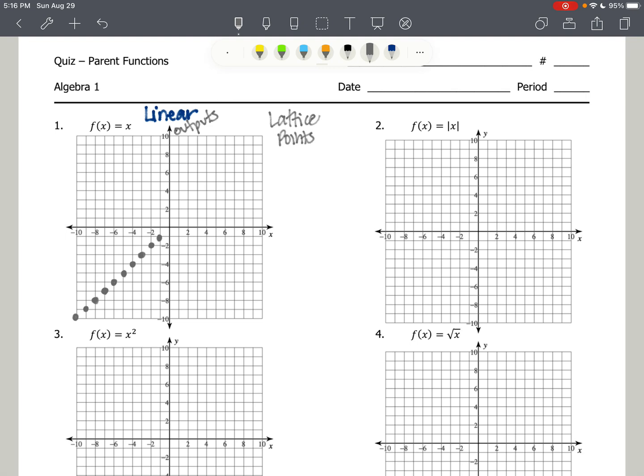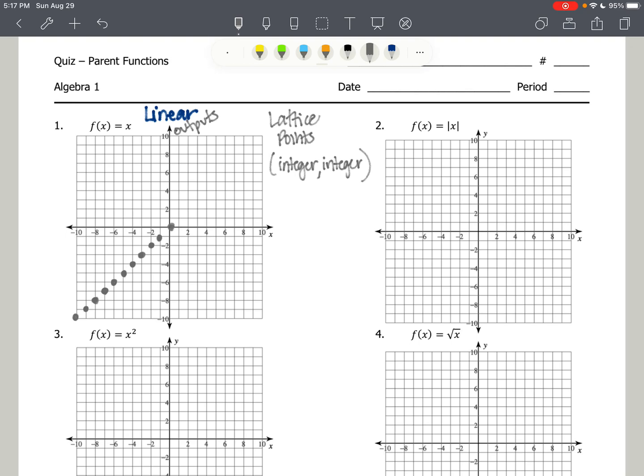It's important to know that I could put decimal values in, but I'm not. Lattice points are ordered pairs that have integer coordinates. It makes it easy to graph, because your point lands on the corner of a box. It doesn't mean those are your only points, it just means those are the easiest to plot.